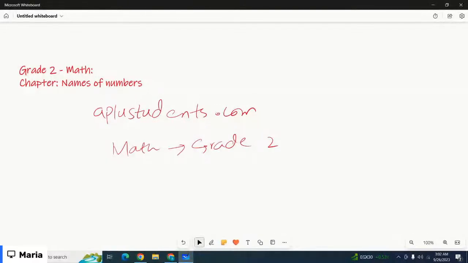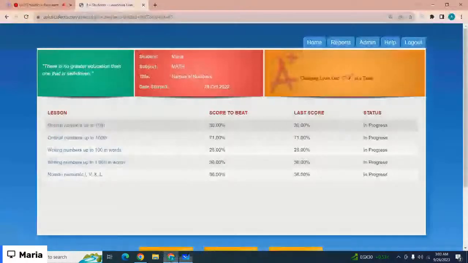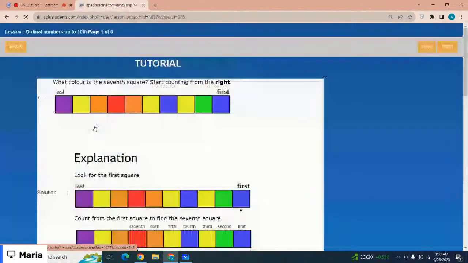Please make sure you have your notebook and pencil so that you can note down the important examples and definitions as well. Let's start with the chapter named numbers. The first lesson is ordinal numbers up to 10th. First we're going to see what ordinal numbers are.